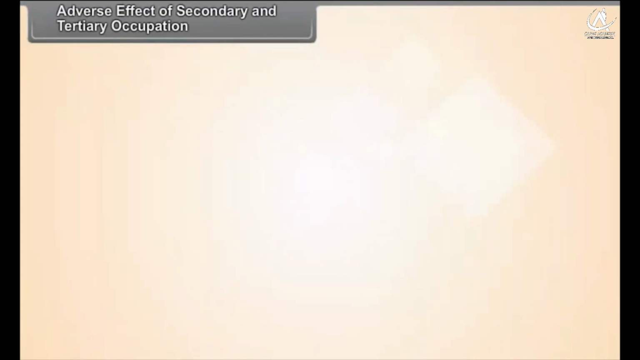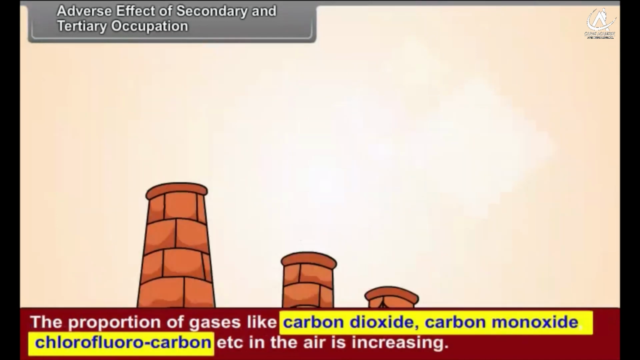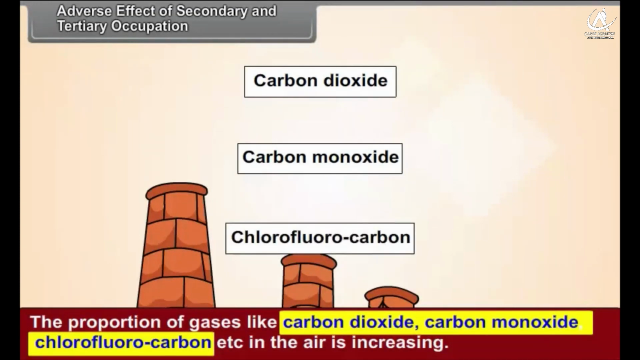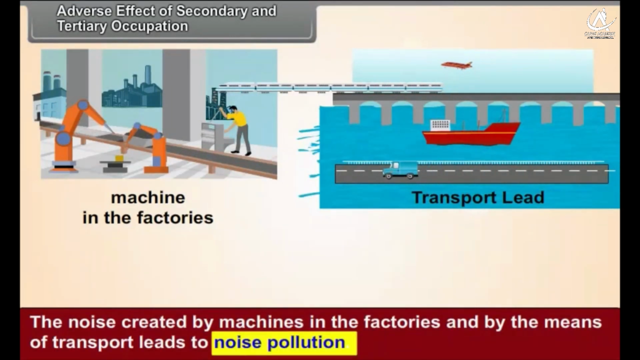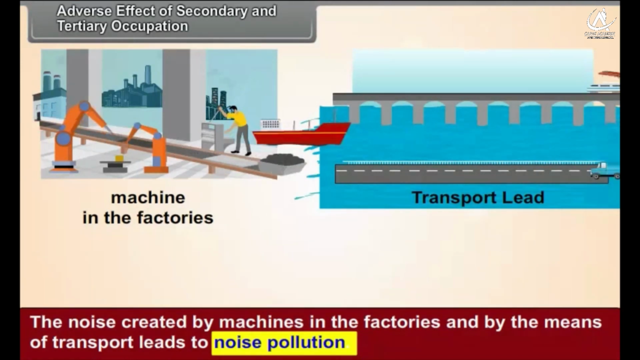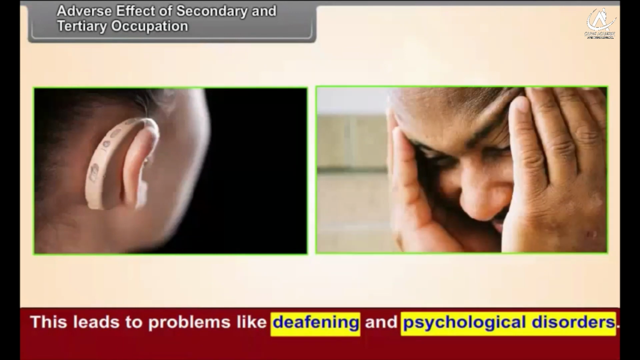Adverse effects of secondary and tertiary occupations. Industries and various means of transport give rise to problems of pollution of air, water and noise. The proportion of gases like carbon dioxide, carbon monoxide, chlorofluorocarbon, etc. in the air is increasing. It has adverse effects on human life. The noise created by machines in the factories and by the means of transport leads to noise pollution. This leads to problems like deafening and psychological disorders.